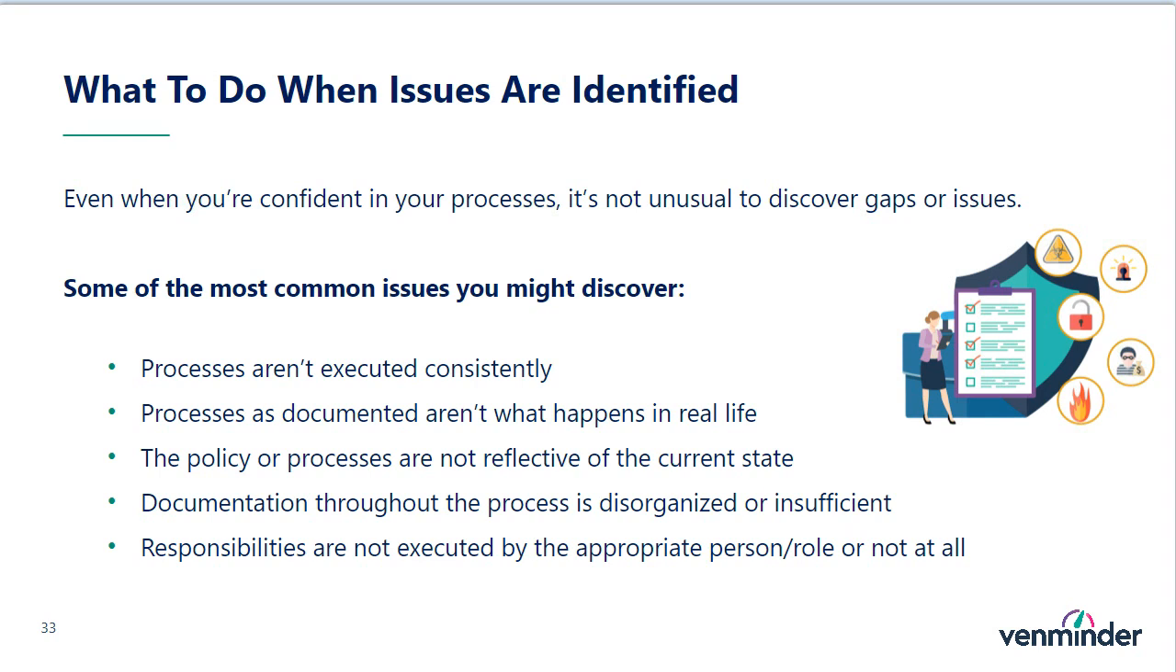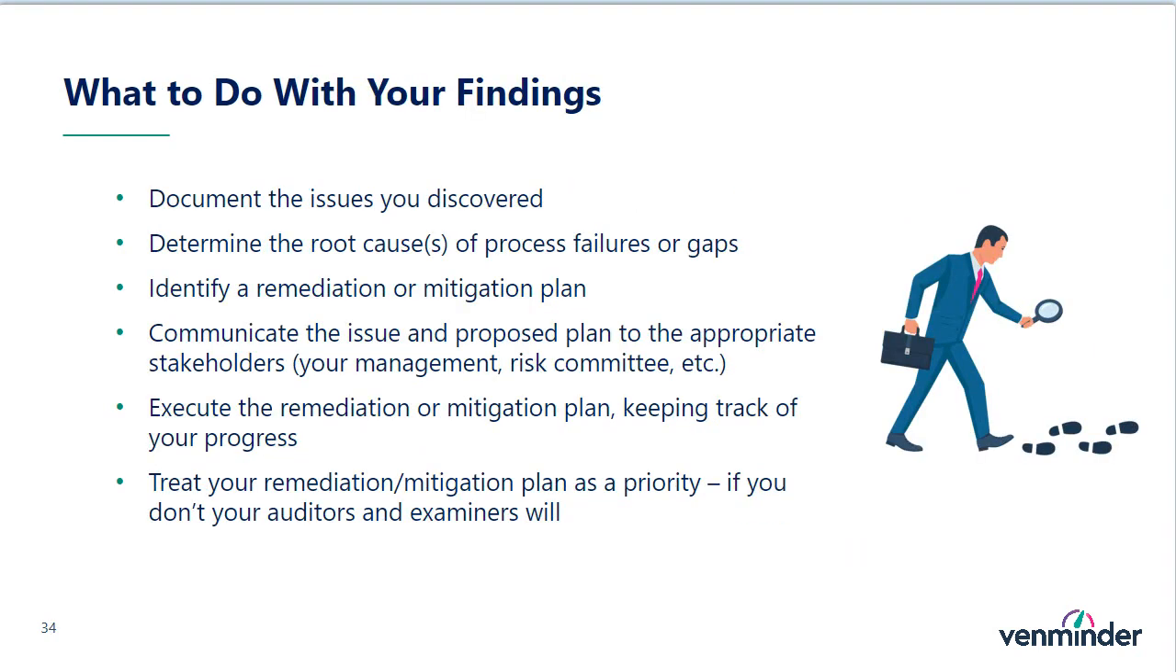Even if you have been reviewing your program informally, when you come across an issue, it's advisable that you document it. You really need to take the time to figure out what the root cause is and why the process failed or what that gap was. So from there, you need to think about remediation and get it back on track. Once you have your plan and your findings, make sure you take it to the appropriate stakeholder, whether that's your management or risk committee or a third-party committee, because you want to make sure that issue gets closed.